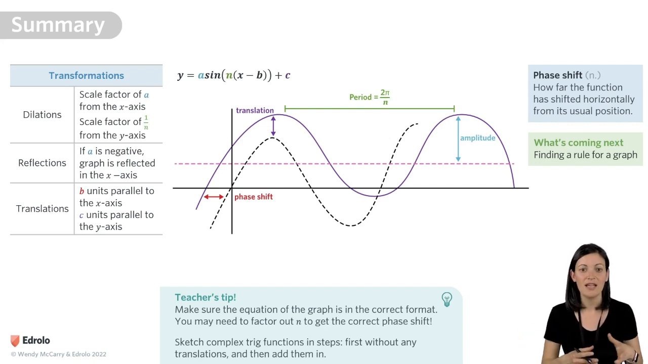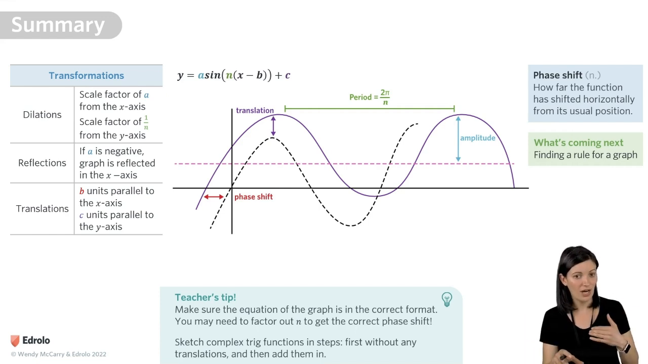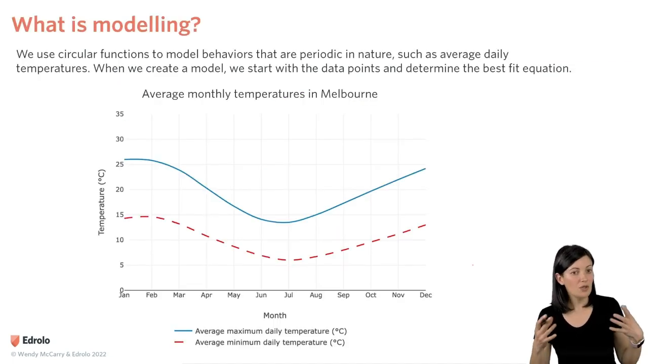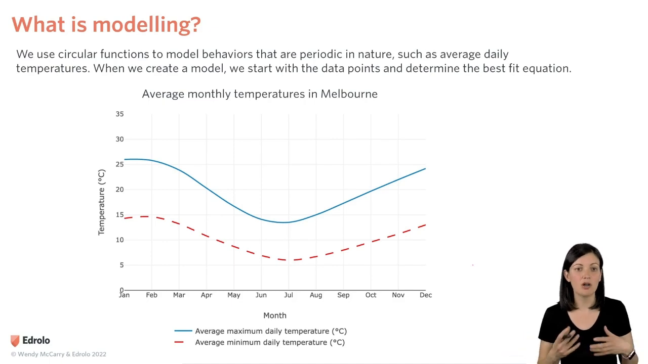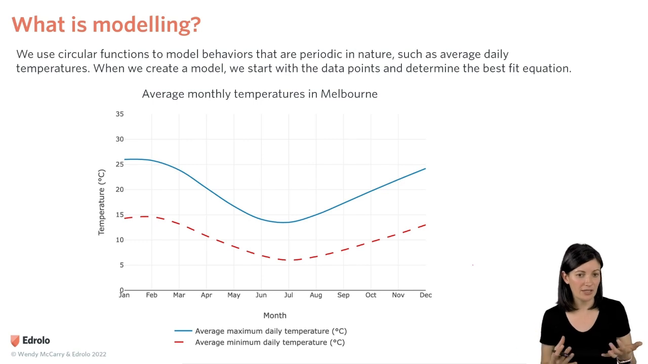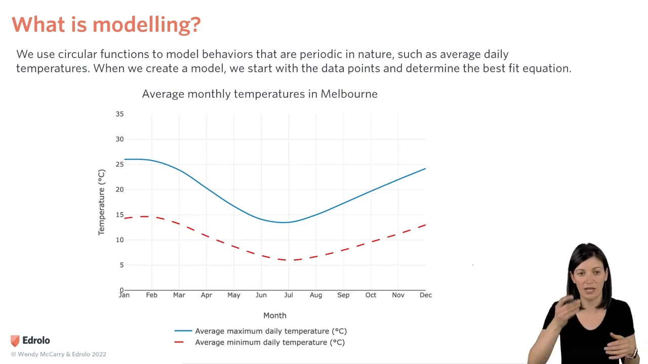So next, we're going to look at where we're given a graph, and we just need to come up with the equation or the rule for that graph. As we've discussed, we can use these circular functions to model behaviors that are periodic in nature. Average daily temperatures would be one such behavior that follows a circular function, a sinusoidal sort of function. It could be sine or it could be cos.